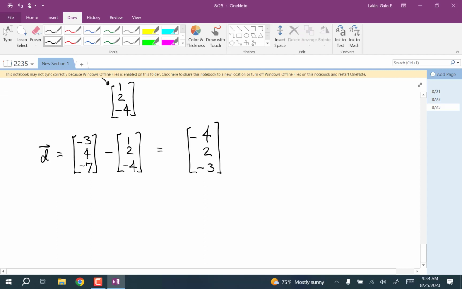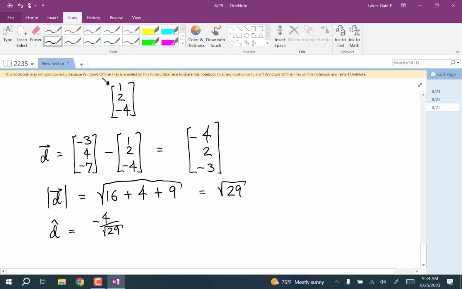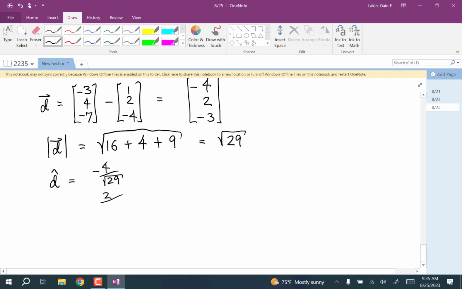And then the unit vector, well, the magnitude of this vector is the square root of 4 squared plus 2 squared plus 3 squared, 25, so square root of 29. And so then the unit vector is -4 over root 29, 2 over root 29, -3 over root 29.